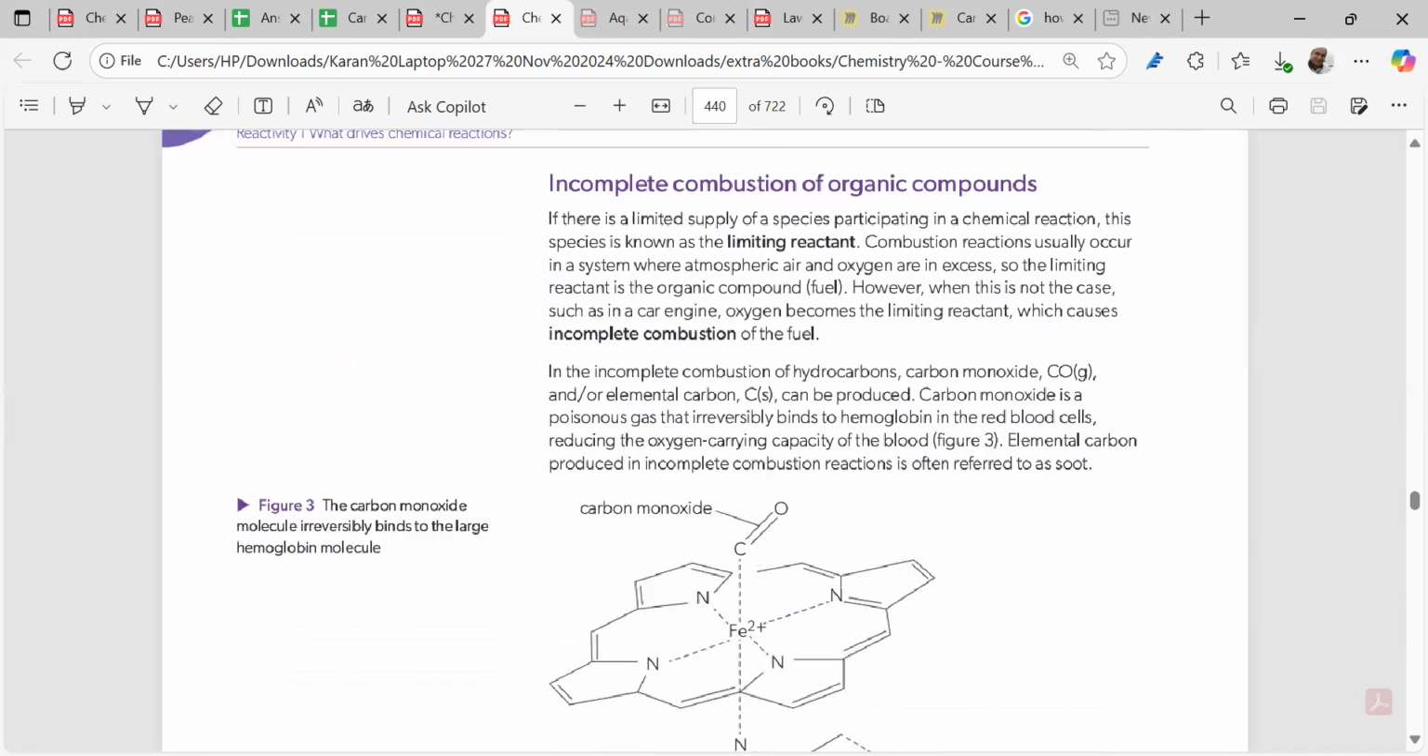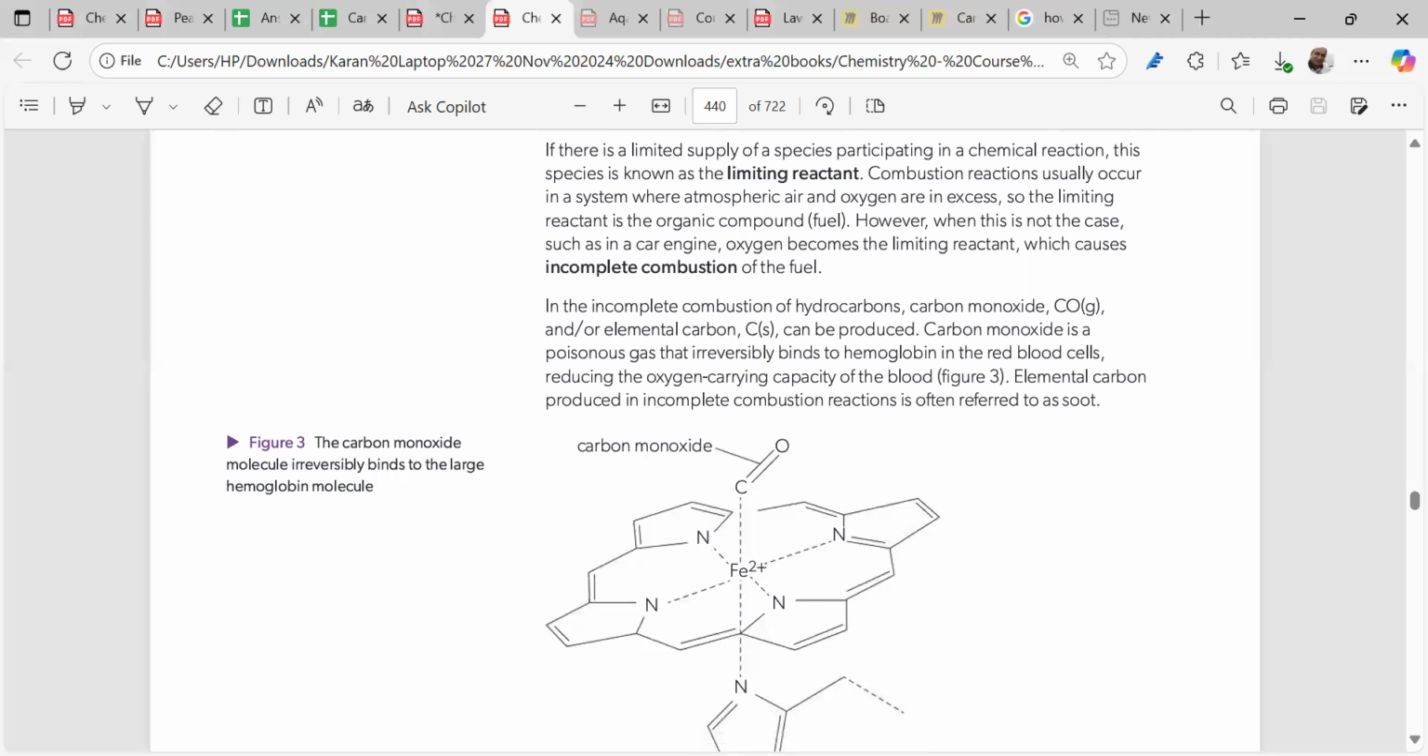And incomplete combustion also gives you carbon. This carbon is also very lethal, because it creates lung diseases and breathing issues, with soot particles. So incomplete combustion gives you carbon monoxide plus carbon. That's a very important portion of this IBDP topic, incomplete combustion.